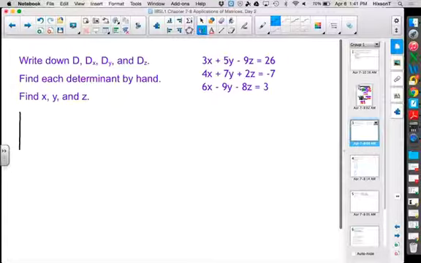Now, notice here we have a third variable. So in D sub z, how are we going to make that? How do we form D sub z? You replace the column with the constants. Yeah, we're going to replace the negative 9, 2, and negative 8 with our constants, 26, negative 7, and 3. So it's the same process. We just have an extra one to work with now.